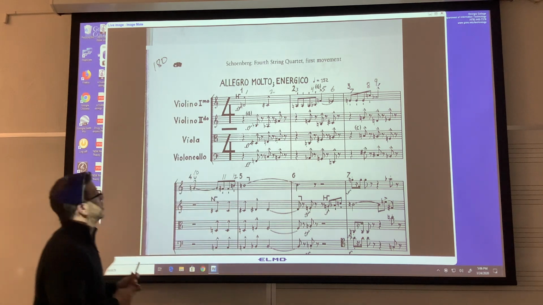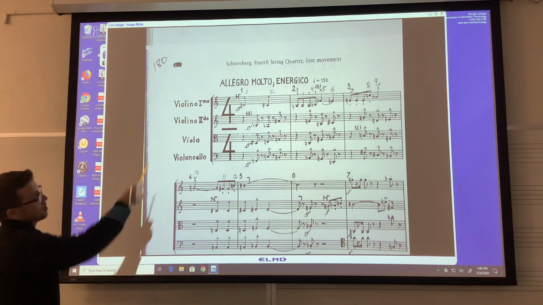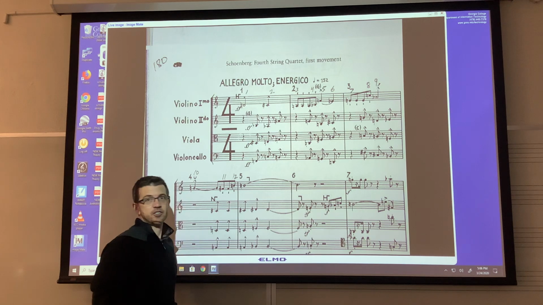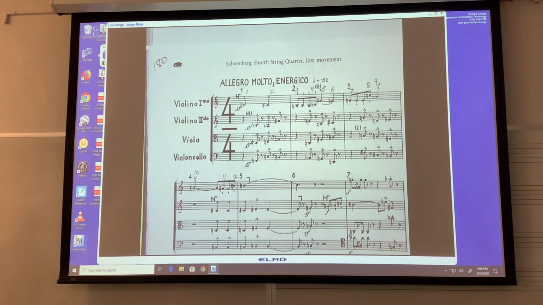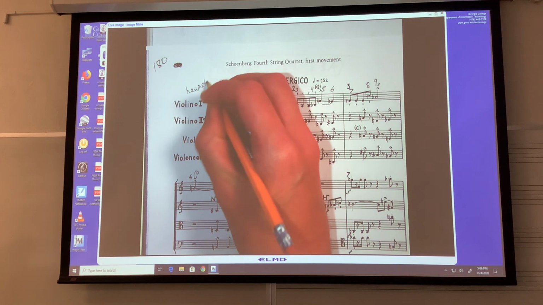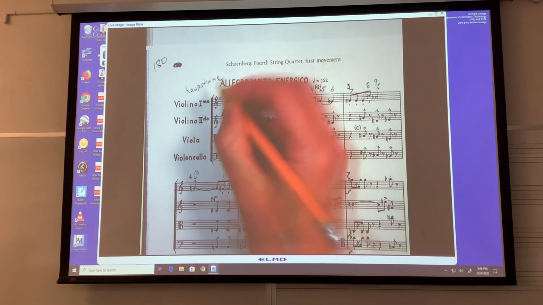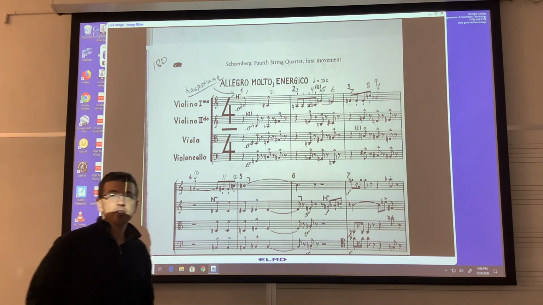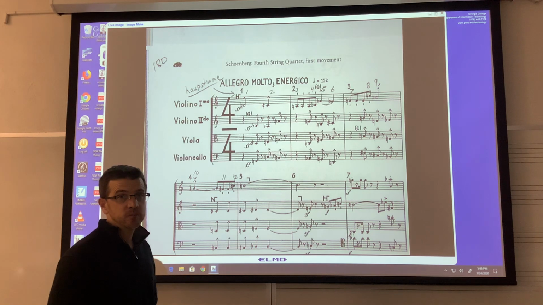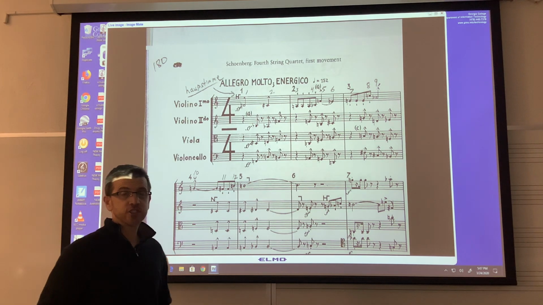So if you take a look at this opening, we've discovered that here we have this funky looking H, which in German is Hauptstimme, and that means primary voice. Why does he need this H?